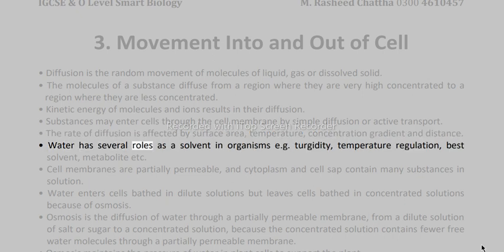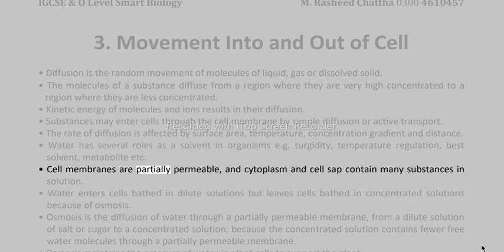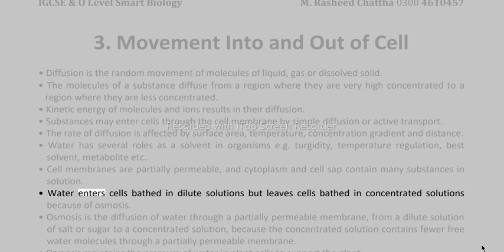Water has several roles as a solvent in organisms, e.g. turgidity, temperature regulation, best solvent, metabolite, etc. Cell membranes are partially permeable, and cytoplasm and cell sap contain many substances in solution. Water enters cells bathed in dilute solutions but leaves cells bathed in concentrated solutions because of osmosis.